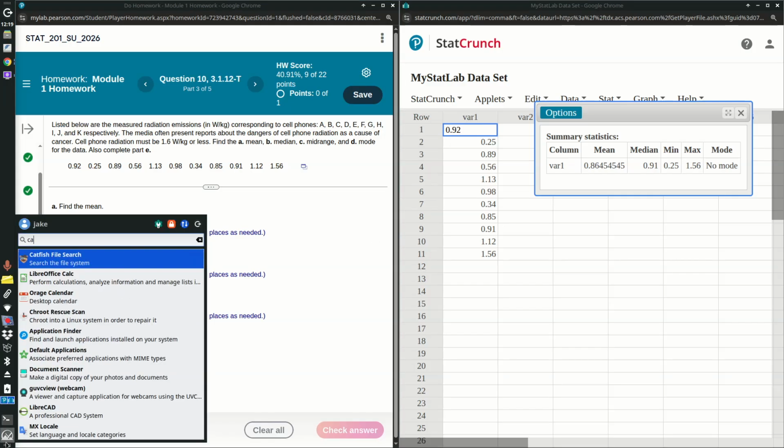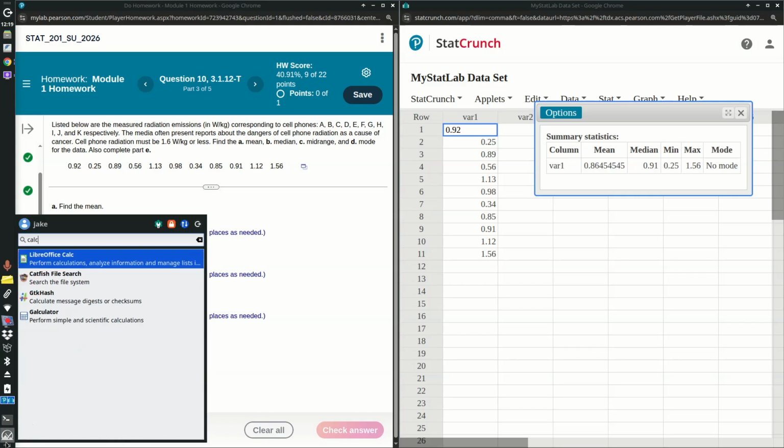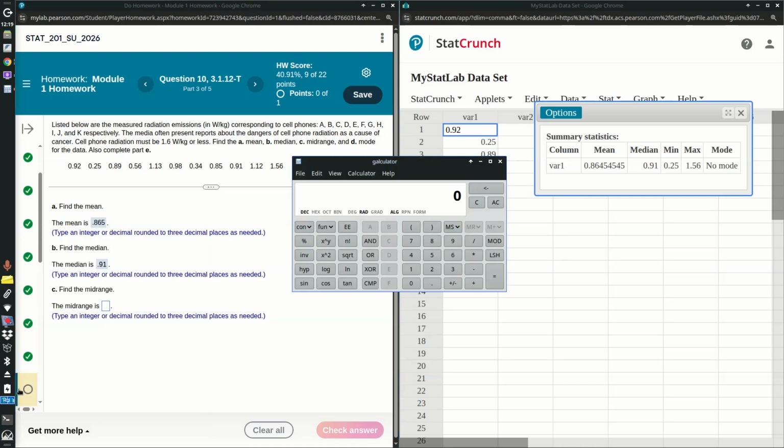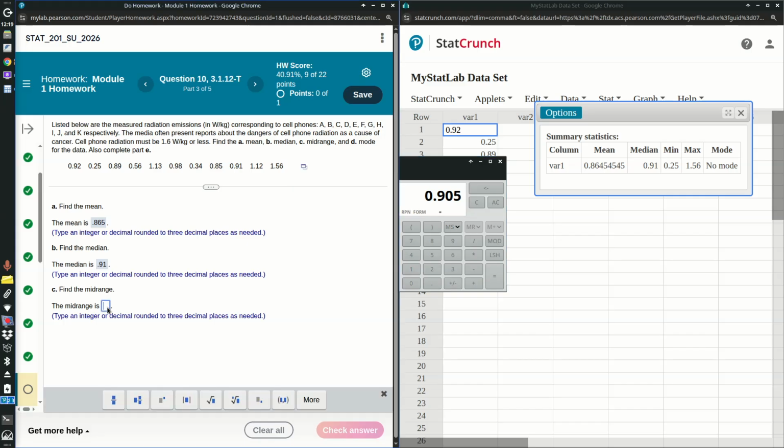Let's just go ahead and get a calculator out, because it's going to come out a little bit. So 0.25 plus 1.56, and then we divide that by 2. We get 0.905. It says 3 decimal places, so we do use them all.